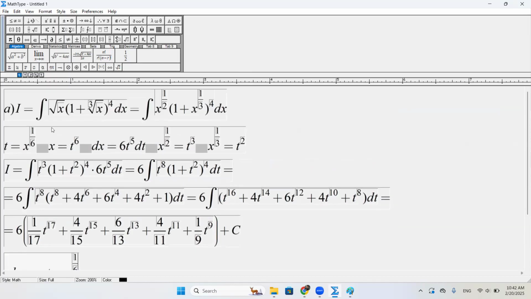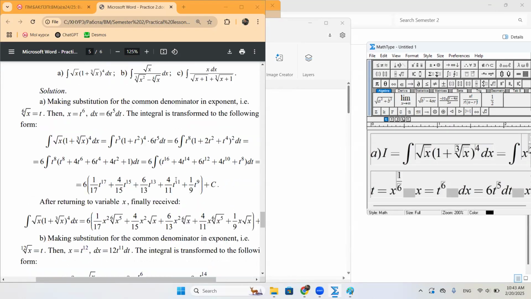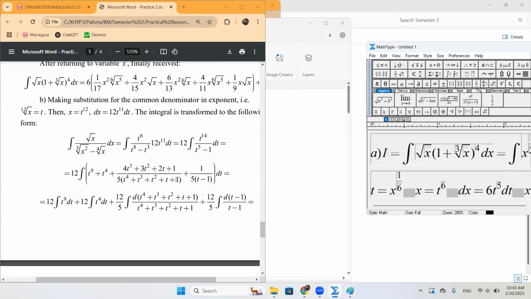Well, so why did we take x in power of 1 over 6? We substitute the least power, the least possible degree in this expression. Okay. So what next? What can we solve as well?